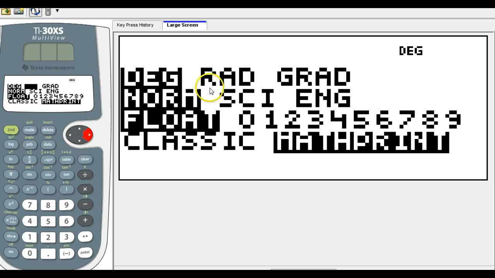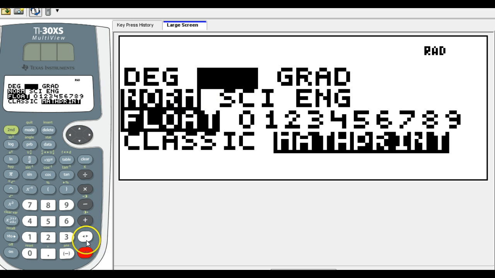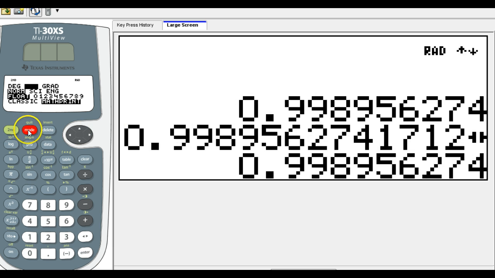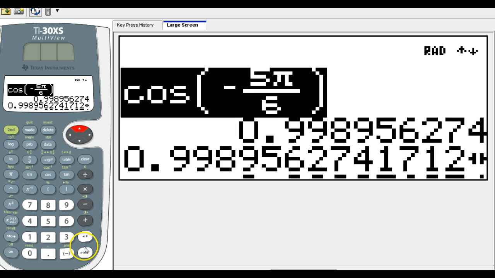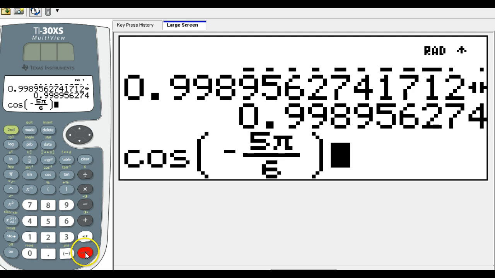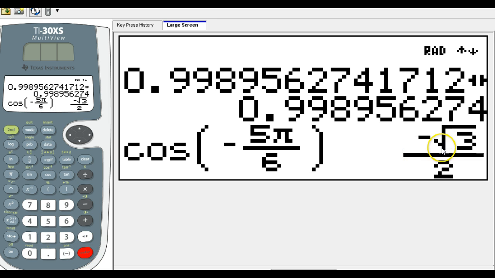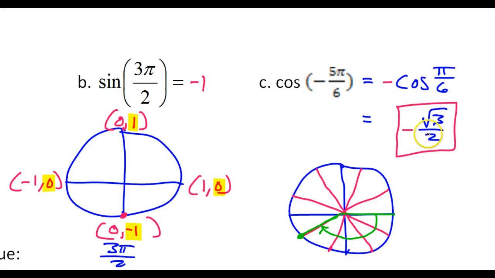So if I hit the mode button, switch to radians, now it says rad. Now I'm in radian mode. So let me go back and see if that makes a difference. So I'm going to execute this again. Oh, look, and now it works. Negative radical 3 over 2, which is what we got.